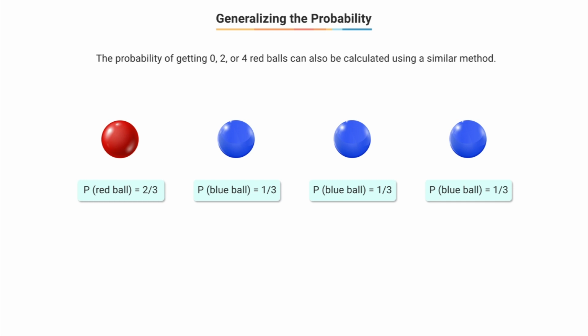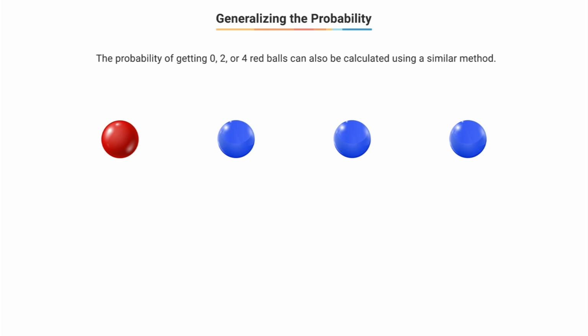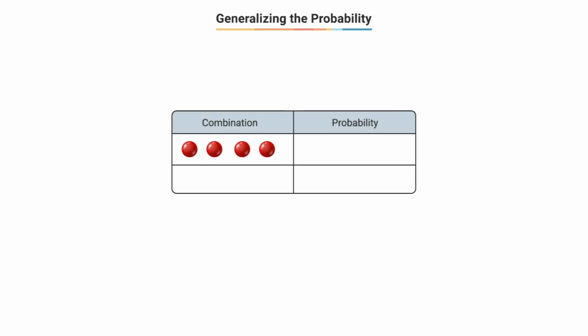Let's say that the probability of getting a red ball in one trial is not 2 by 3 but p. What would be the probabilities in that case? Again, p is the probability of getting a red ball. The probability of getting 4 red balls in 4 trials is equal to p to the power 4. Similarly, since there are 4 combinations in which we can get 3 red balls, the probability for x equal to 3 is 4 times p to the power 3 into 1 minus p.